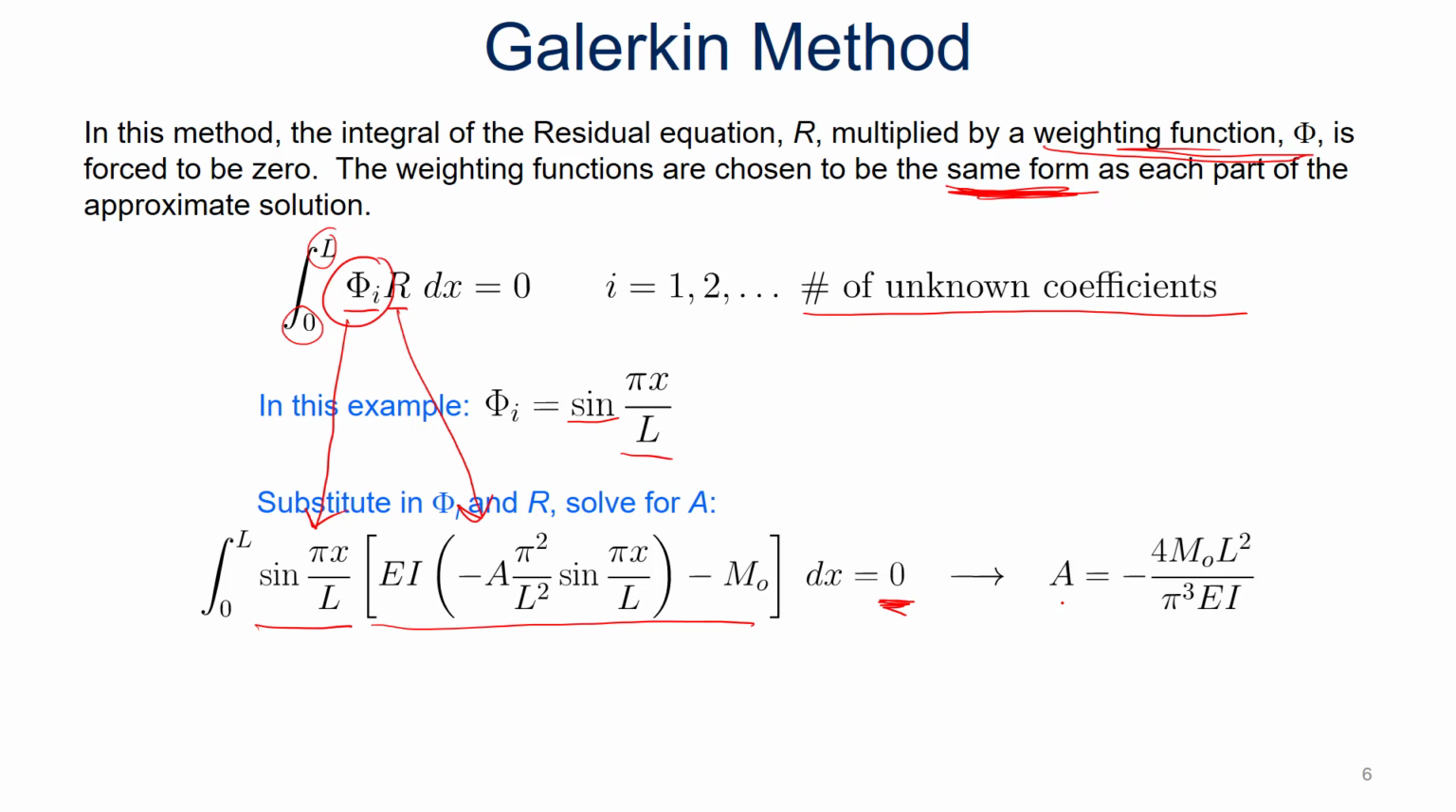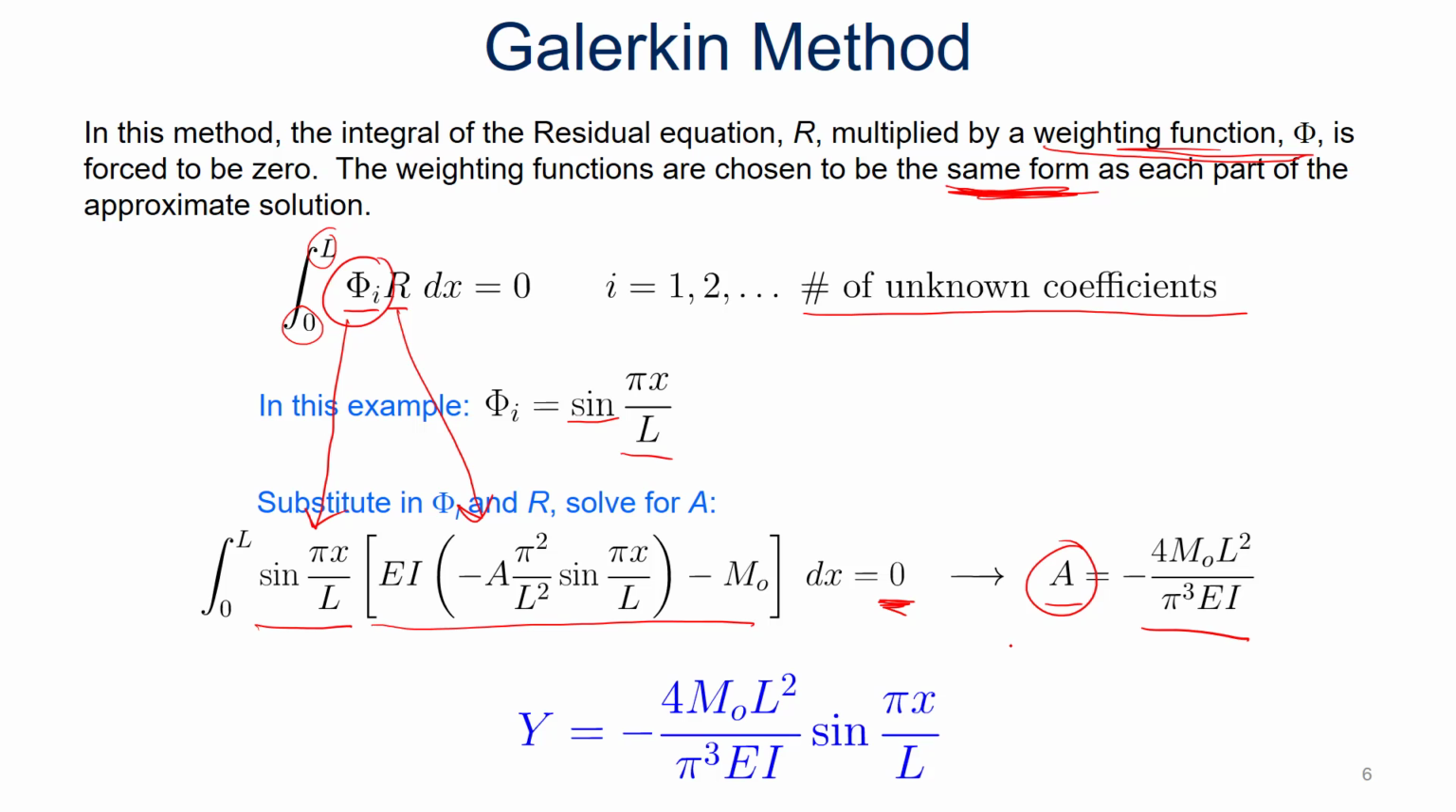interval. So as we do that, our A, our unknown coefficient, is found to be minus 4 times the moment times L squared over pi cubed times the modulus times the moment of inertia. So ultimately we take our unknown coefficient and substitute it back into our assumed solution equation. So basically we're just substituting right here for A. This is what we come up with for a deflection equation. All right, so that's one way of doing Galerkin's method.